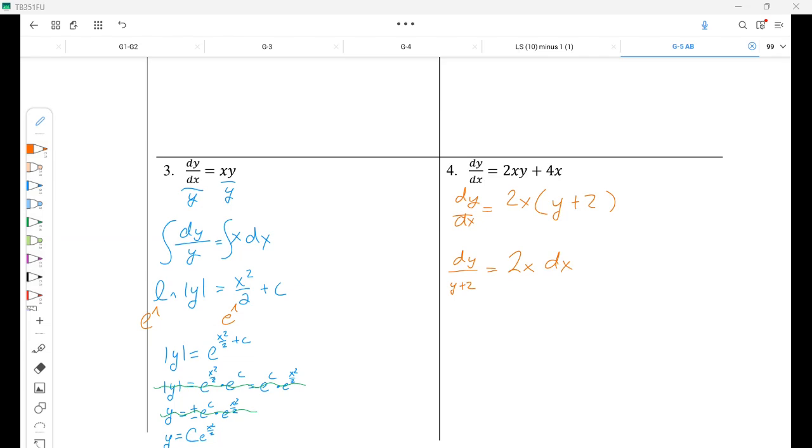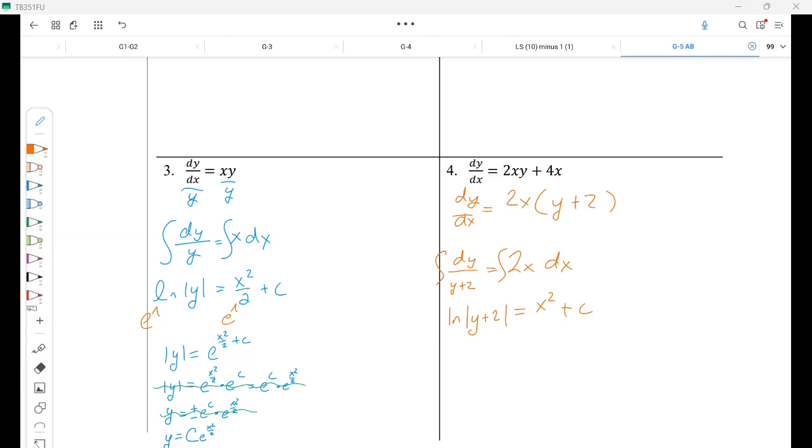Never leave this line as is, because this is the language of integrals. So boom. The integral of dy over y plus 2 is ln of the absolute value of y plus 2. It's just a horizontal shift, so it works just like a y. And then that's going to equal x squared plus c.